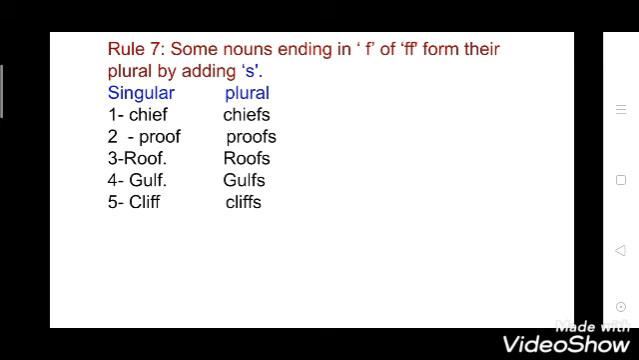Proof, proofs. Roof, roofs. Cliff, cliffs. So you are adding here S. In the last one, the fifth one, you can see there is double F. So you will add S so that it becomes a plural form.